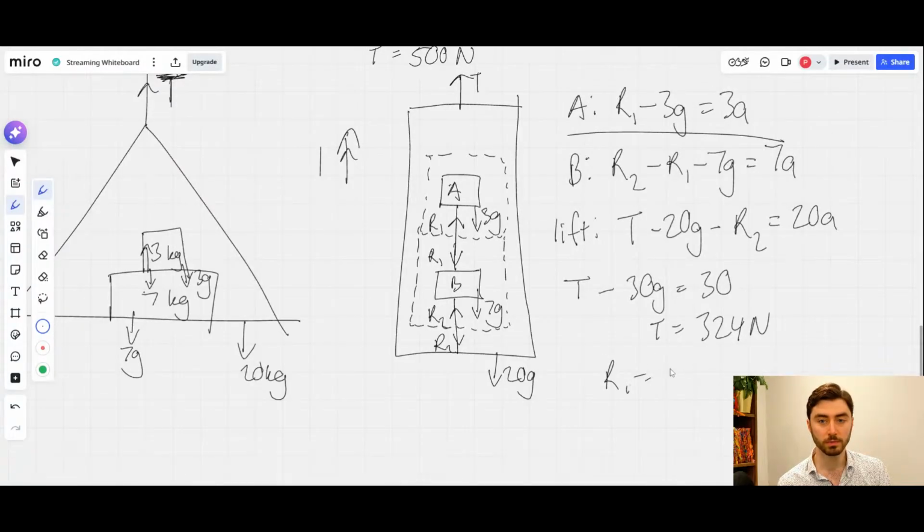R1 is equal to 3 plus 3G, which should be 32.4, because it's just that 1 divided by 10. And if I want the force exerted on mass B by the lift, I don't even have to think about what that means. That's just R2, which I can use from either the lift equation or from the B equation.